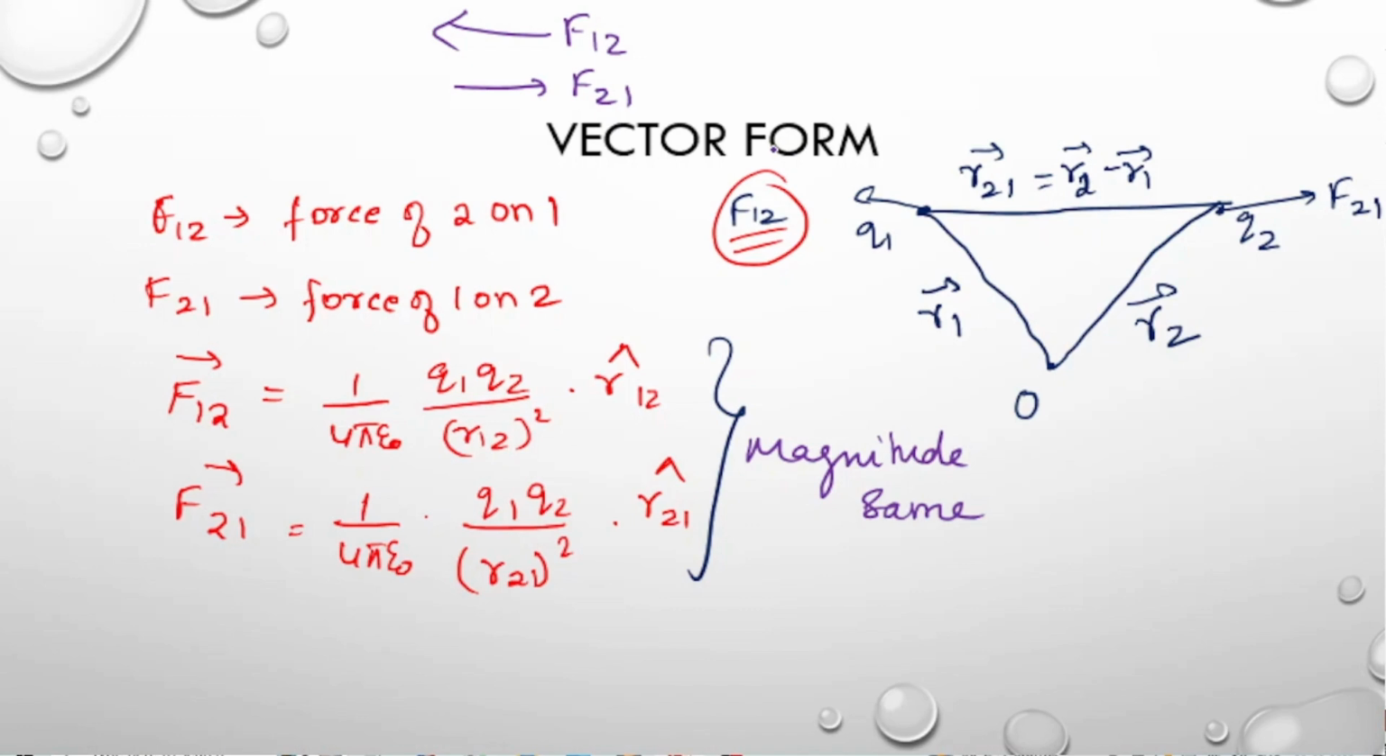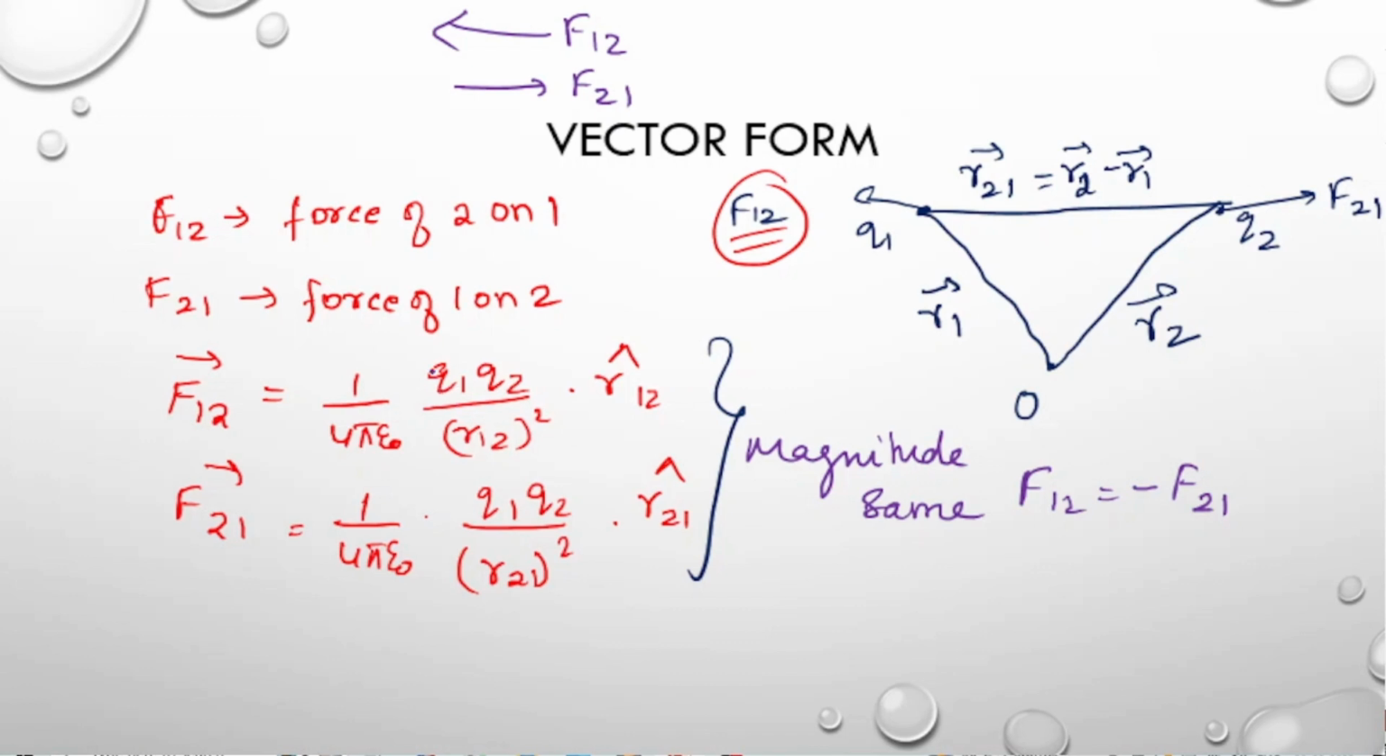So you can say that they obey Newton's third law. That means your F12 is equal to minus F21. Because their magnitude is the same and they act in opposite directions, they obey Newton's third law. Very well, well done.